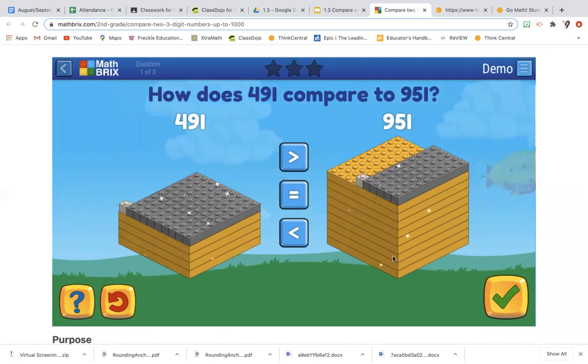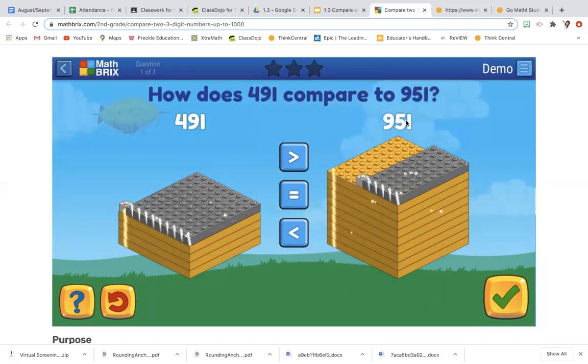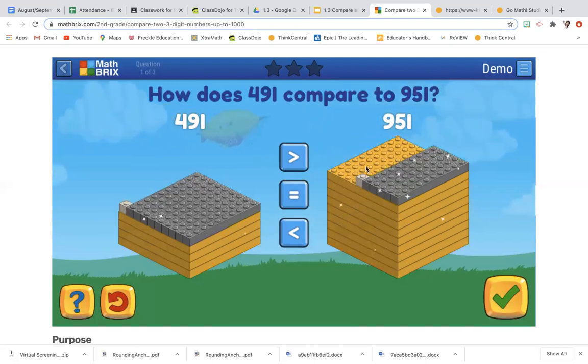In this one, you see how many orange flats? You should see 9 of them because those represent 900. And how many longs do you see? You should see 5 because there's 5 tens or 50. And then you should see 1 because there's a 1 in the ones place. So this represents 951. Looking at the models, we can tell which one is less and which one is greater. They're obviously not equal, because this one doesn't have as much.